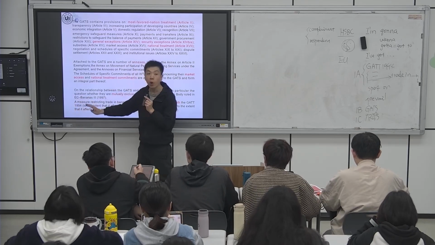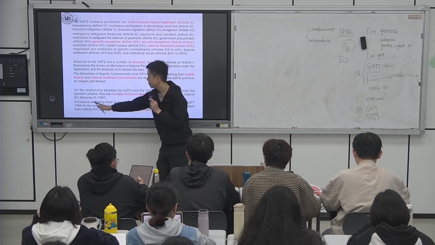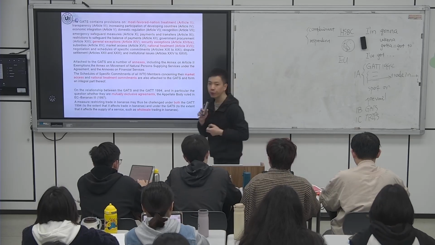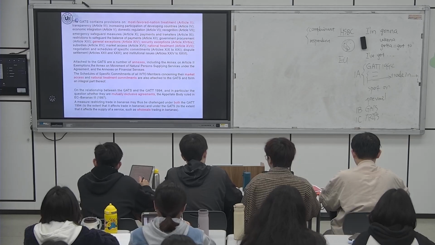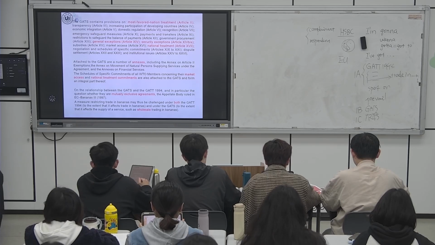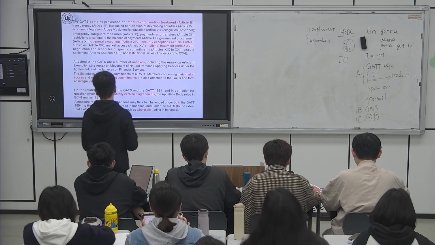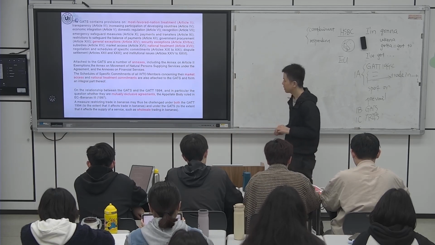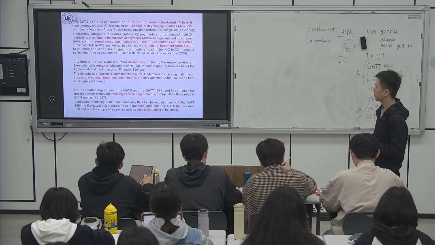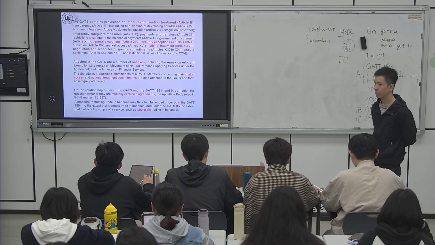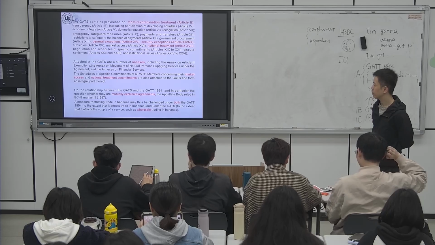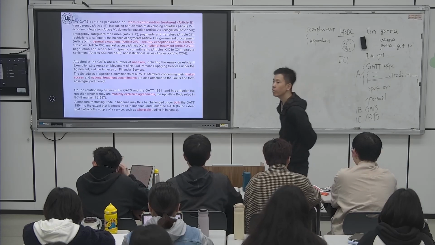Okay, let's see. What's the ruling of the Appellate Body? This paragraph. I'd like to invite someone to read it for us. 崔宇. Read the last paragraph for us. Can you see it clearly? A measure restricting trade in bananas may thus be charged under both the GATT 1994 to the extent that it affects trade in bananas and the GATS to the extent that it affects the supply of a service, such as wholesale trading in bananas. Okay, thank you.